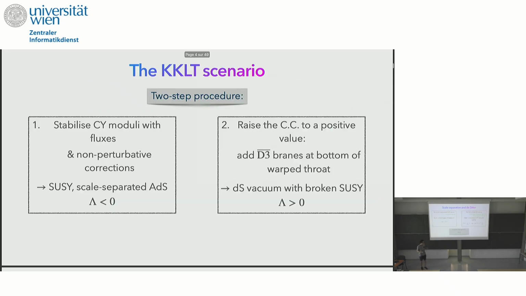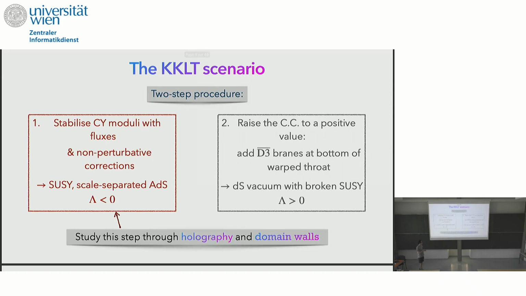both conjectures. So the KKLT scenario is a two-step procedure. In the first step, one stabilizes the Calabi-Yau moduli with fluxes and non-perturbative corrections. One thus gets a supersymmetric scale-separated AdS vacuum with, of course, negative cosmological constant. In the second step, one raises the cosmological constant to a positive value by, for example, adding anti-D3 branes at the bottom of a warped throat. This gives us a de Sitter vacuum with broken supersymmetry. In this talk, we will study this first step through holography.